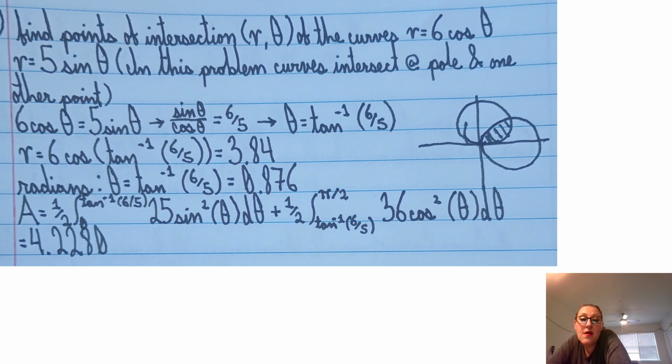Area equals 1 half integral 0 to arctan 6 over 5, 25 sine squared theta d theta, plus 1 half integral arctan 6 over 5 to pi over 2, 36 cosine squared theta d theta, which equals 4.228.